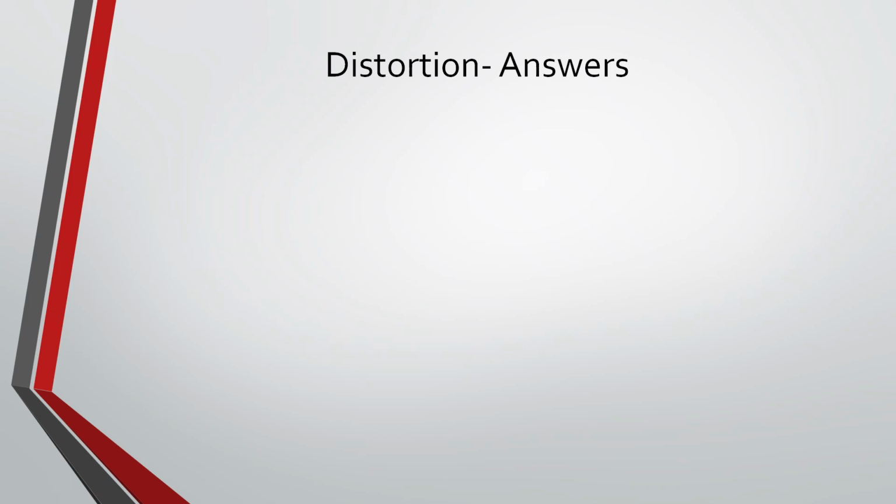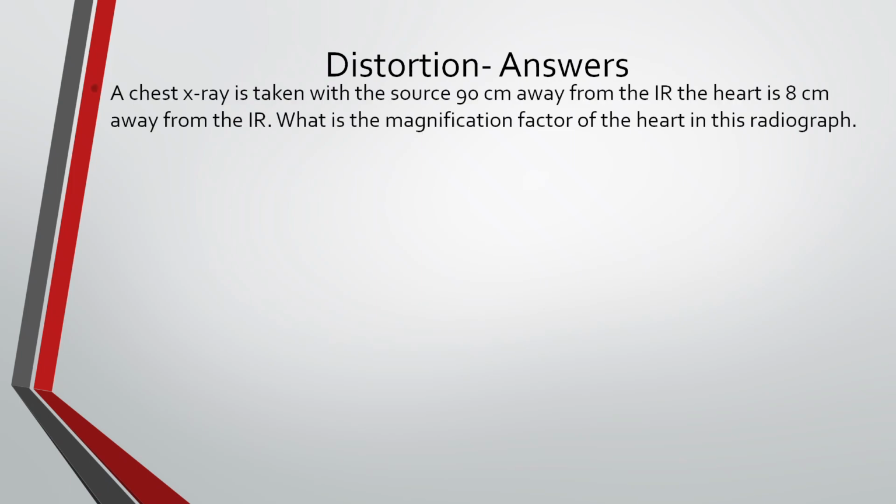So we'll go ahead and explore the distortion answers. The first question that was posed was a chest x-ray is taken with the source 90 centimeters away from the IR and the heart is 8 centimeters away from the IR. So we know that the 8 centimeters is going to be the OID. And we know we need SID over SOD. So we can find the SOD by taking the OID and subtracting it from the SID.